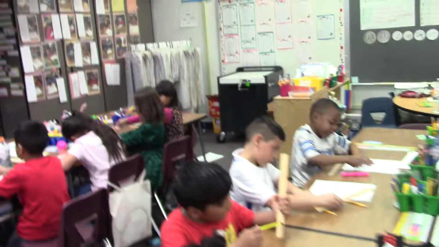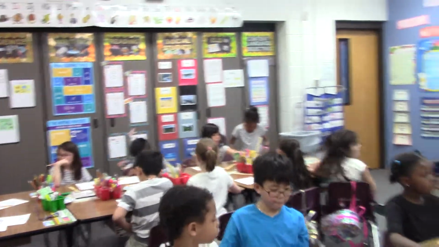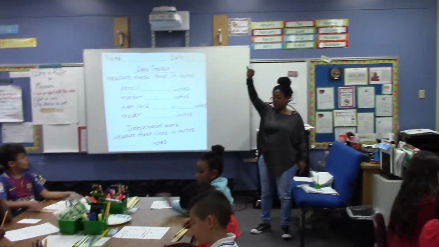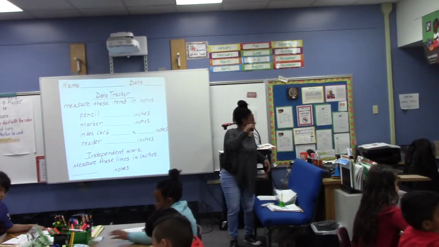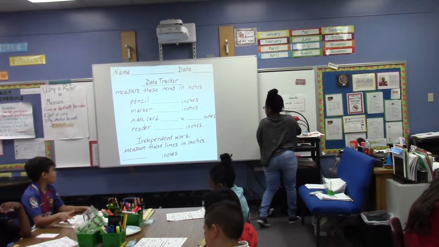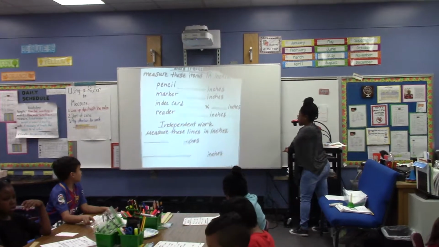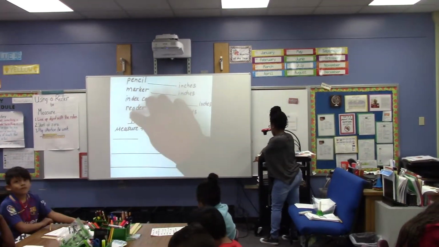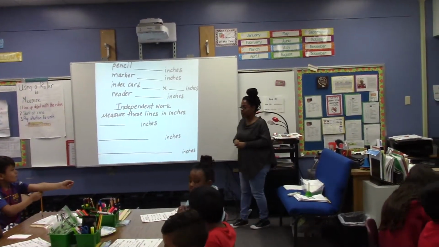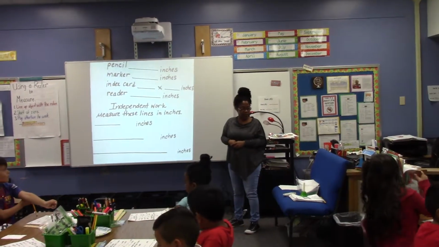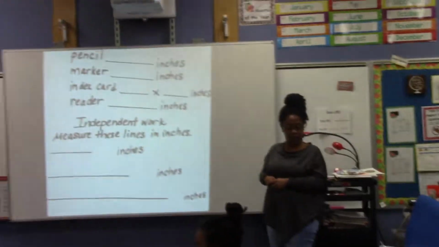Alright. In 5, 4, 3, 2, 1. I need all eyes. Ladies and gentlemen, down at the bottom of your data tracker, you each have 3 lines to measure independently. Go.